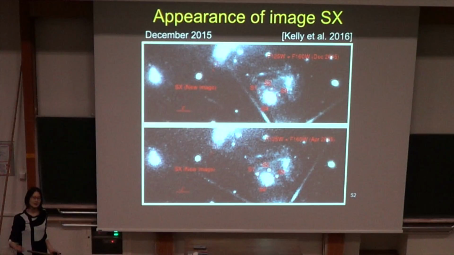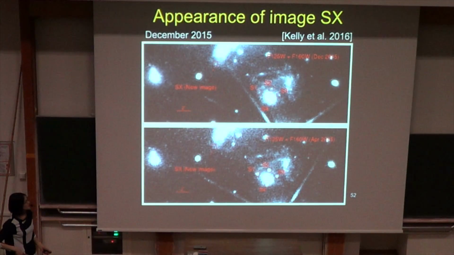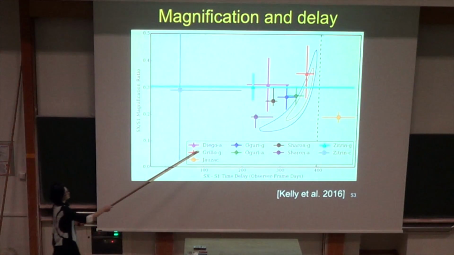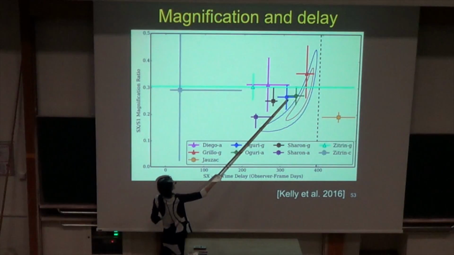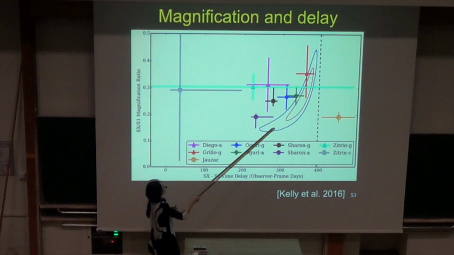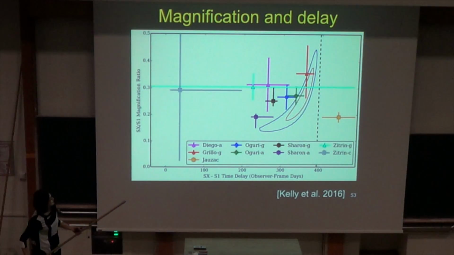So image SX appeared in mid-December. Based on that detection, that puts a constraint on the brightness of SX and the time delay. The contours here are the 1 sigma and 2 sigma constraints based on the observations.